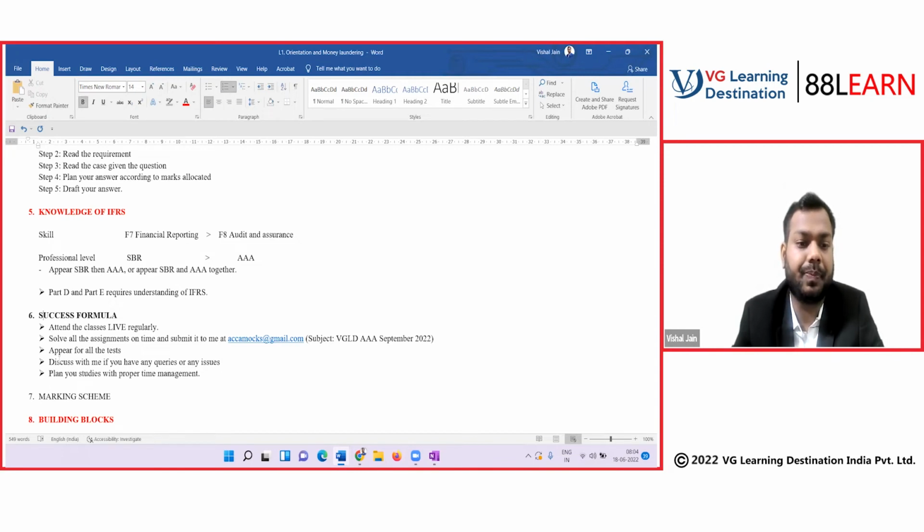Now, the marking scheme. Though it doesn't make much sense to discuss it now, I'll still discuss it. The marking scheme is 1 mark per point. Whatever point you write, you will get 1 mark. Wherever you comment on materiality, you will get 1 mark for that.